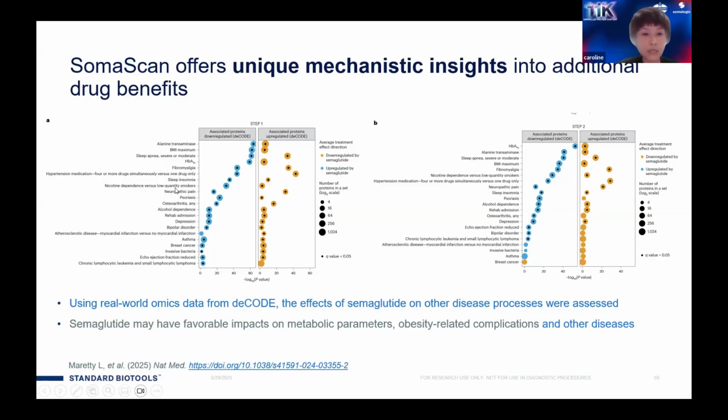So shown here, for example, in neuropathic pain, these proteins were shown to be downregulated in the DECODE data, but were actually reversed. Instead of being downregulated upon semaglutide treatment, they were actually upregulated. Right.